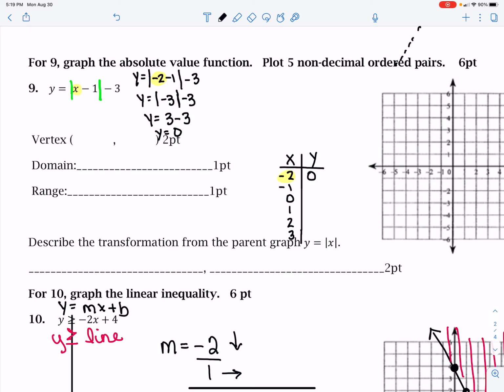Okay, let's do it again. This time we're going to put in negative 1. So we have y equals absolute value. Negative 1 is what I'm taking from the table. So I'm taking the negative 1 and I'm substituting it in. Minus 1, close up that absolute value, minus 3. So y equals negative 2 minus 3. Y equals 2 minus 3, so that y equals negative 1.